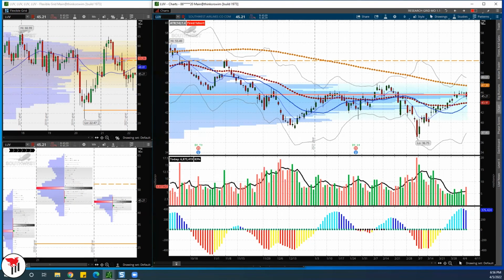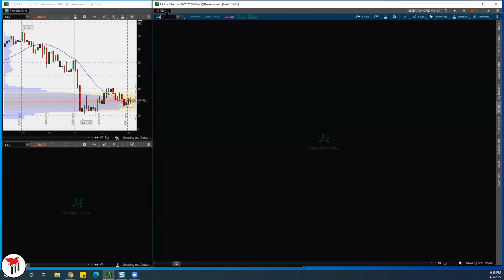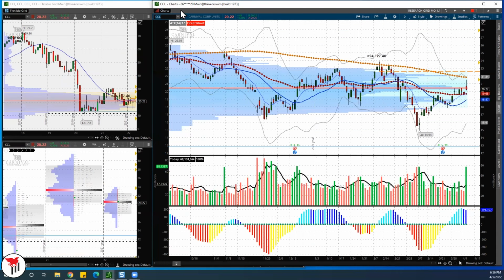Disney, we did Disney, we did Delta, NCLH. Oh, let's do the casinos. I'm sorry, not the casinos, the floating parties. So I think we did what we were supposed to do today, like the gap.